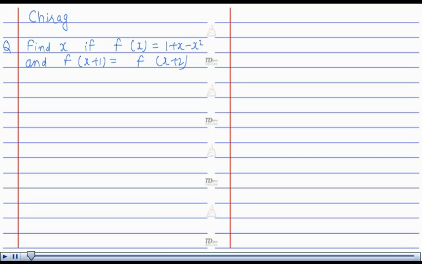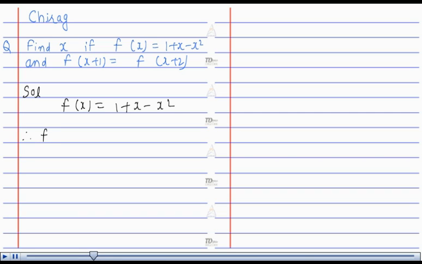Hello, I am Chirag. The question is, find x if f(x) = 1 + x - x² and f(x+1) = f(x+2). Solution. In the question, it is given that f(x) = 1 + x - x².